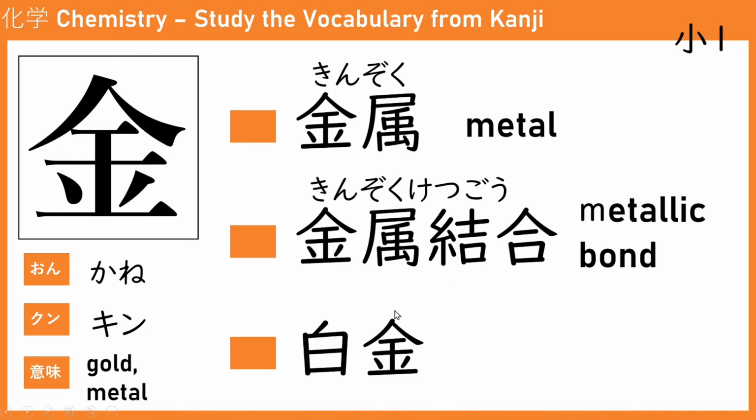The other one is hakkin. This one is white gold or white metal. It shows platinum. Okay, so later you have to remember and memorize the new kanji for each element. So for example, later I will show you for copper, for bronze, for silver, for lead, and etc.